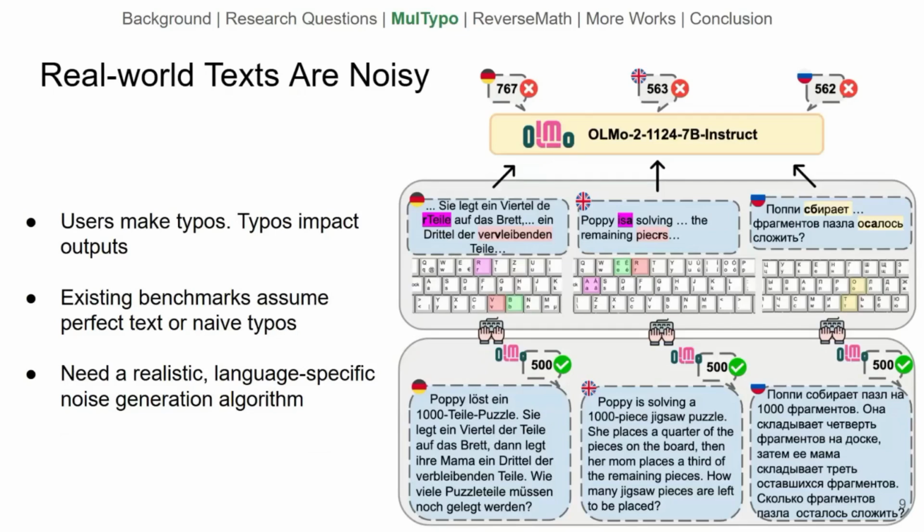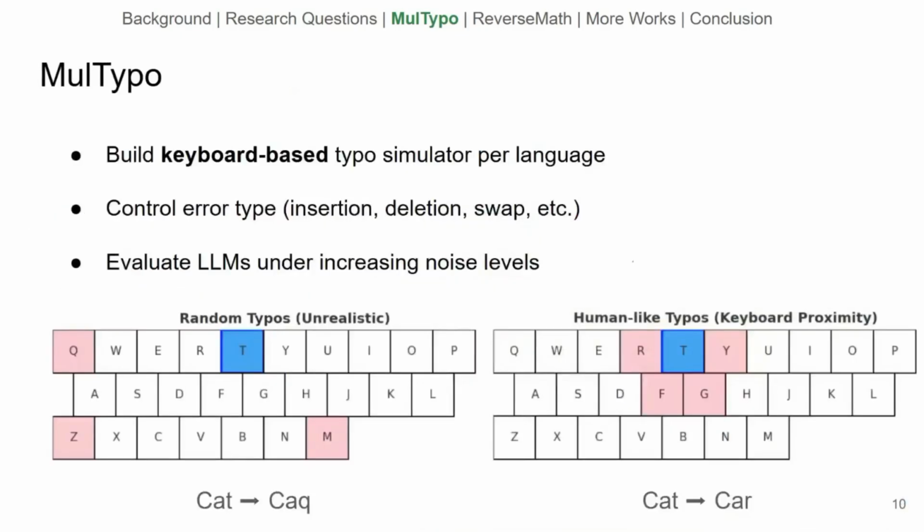However, existing benchmarks always assume that the data are perfectly fine, and they always use grammatically perfect data, or they just use a very naive typo algorithm to insert very few random characters into the questions. So we need a realistic, language-specific noise generation algorithm. So we introduced MulTypo. This is an algorithm to help generate multilingual typo data. You can input clean data, and we will help you generate data containing realistic typos.